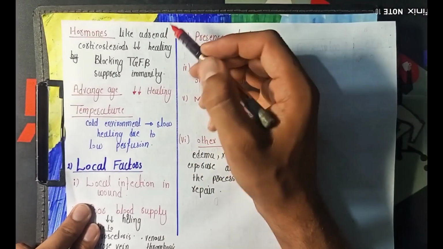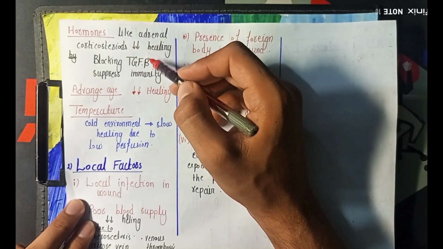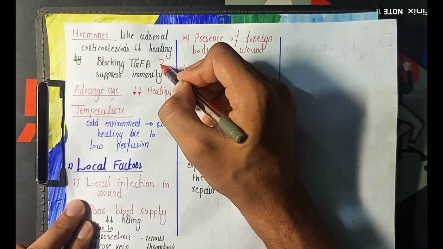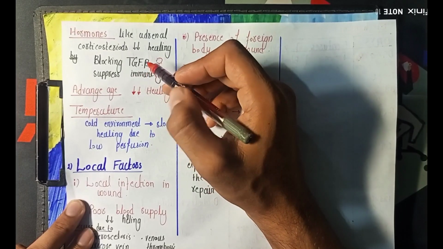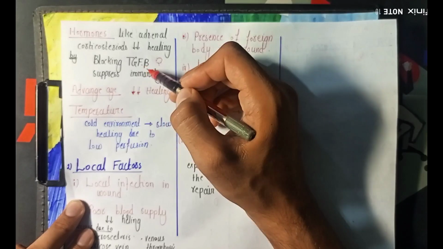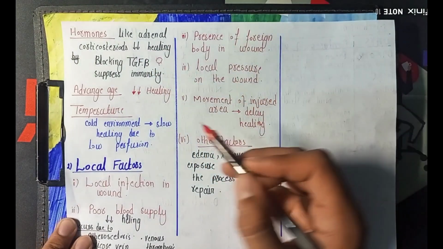After this come the hormones. So the adrenal corticosteroid hormones decrease the process of healing by stabilizing the lysosomal membrane. Similarly, they also suppress the immunity and also block the release of the transforming growth factor beta. So hence these corticosteroid hormones decrease the wound healing.